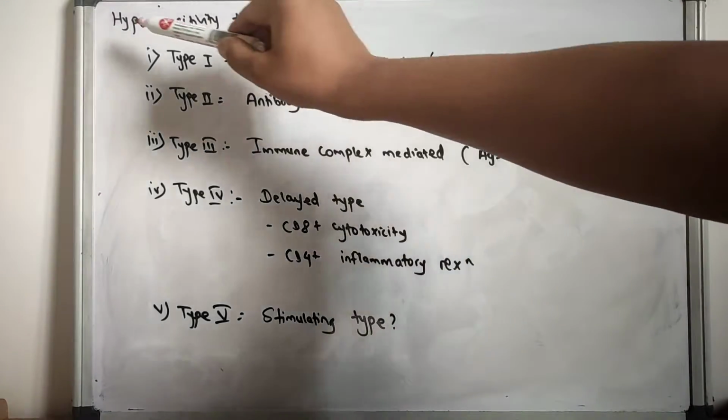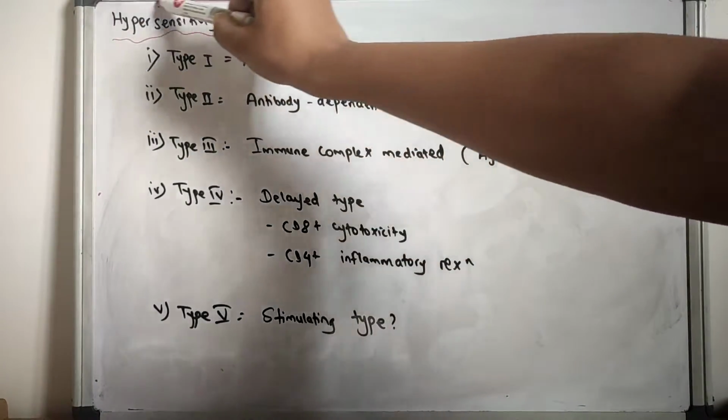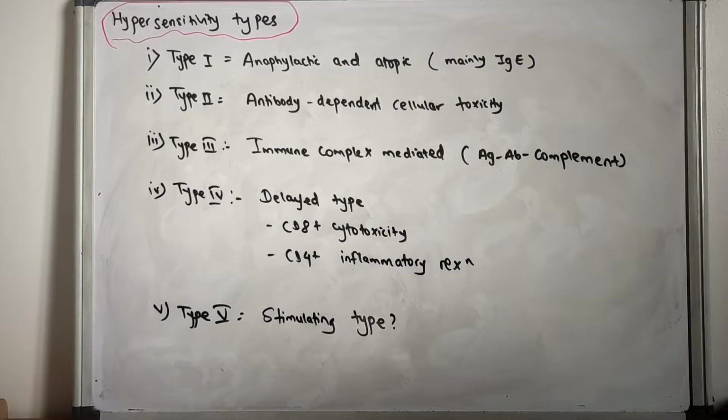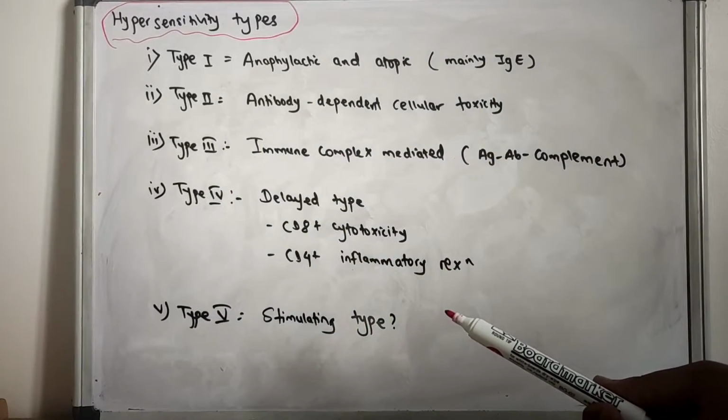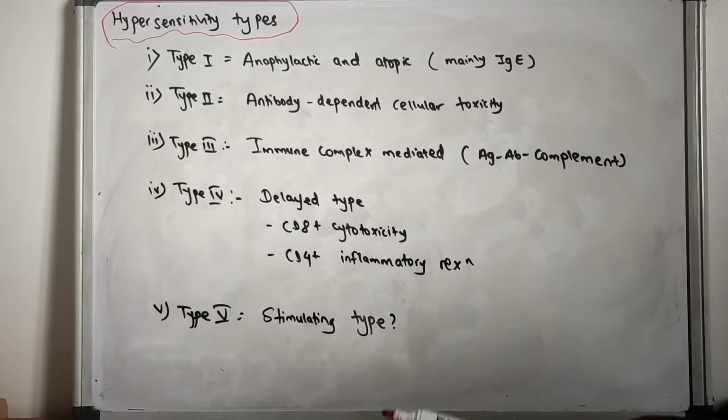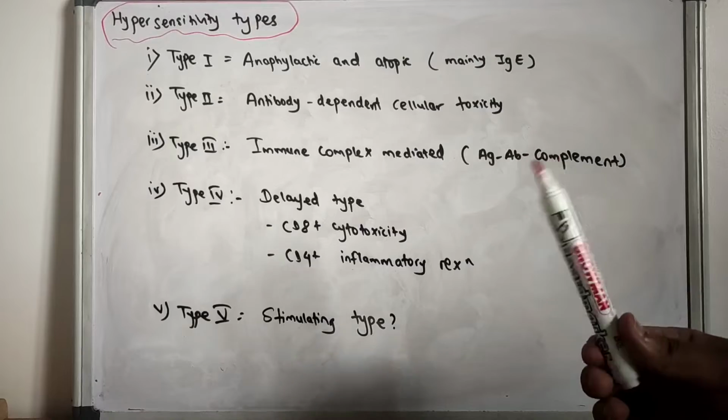So today in this video we are going to talk about the various types of hypersensitivity reactions. There are mainly 5 types of hypersensitivity reaction, but of those 5 types we are going to talk about 4 types in detail.